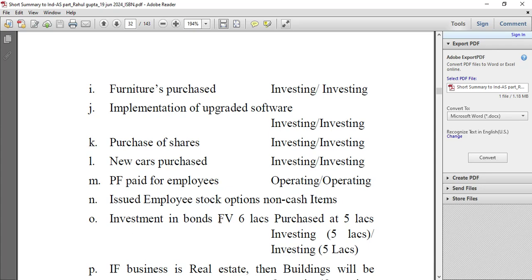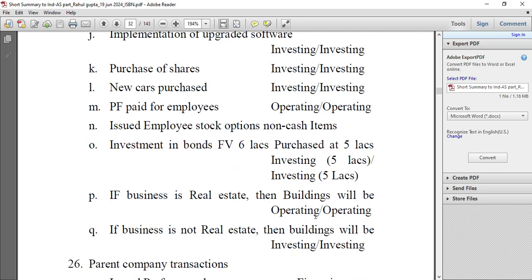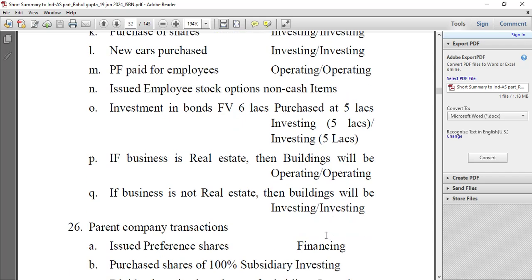Investment in bonds, fair value 6 lakhs, purchased at 5 lakhs: investing activities, 5 lakhs for banks, investing activities, 5 lakhs for others. If business is real estate, then buildings will be operating activities for banks and operating activities for others. If business is not real estate, then building will be investing activities for banks and investing activities for others.